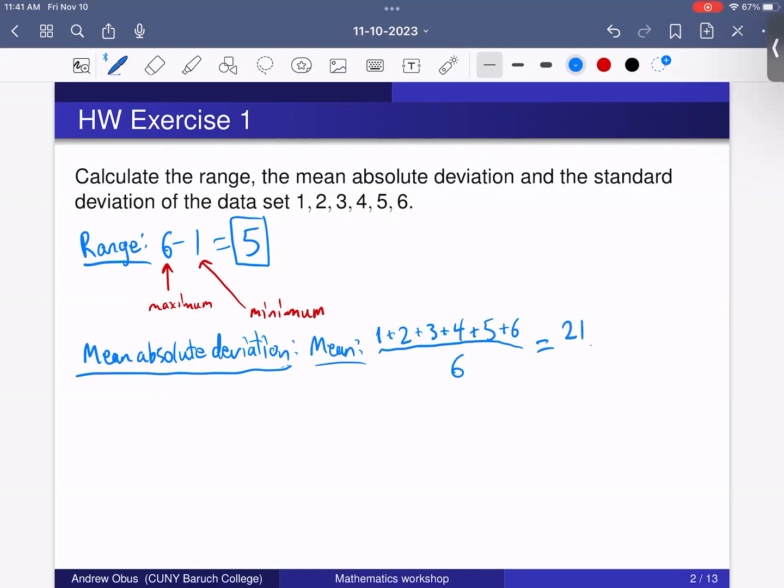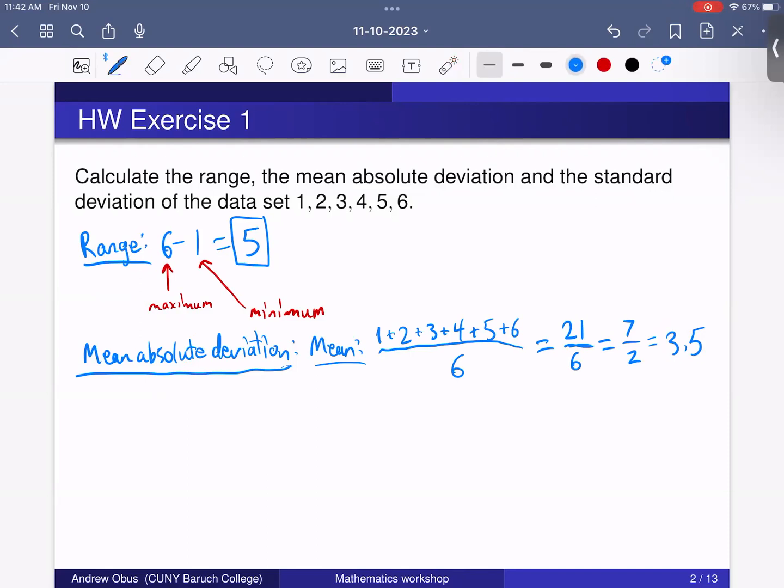21 over 6 is equal to 3.5. So this is 7/2, which is 3.5. Okay, great. So the mean is 3.5. That's the first step for doing either the mean absolute deviation or the standard deviation: you have to calculate the mean. So in this case, the mean is 3.5.